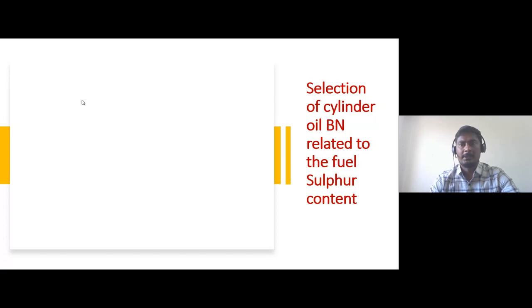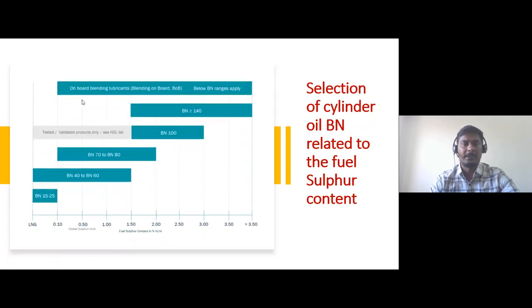Next is the selection of the cylinder oil BN related to the fuel sulfur content. Here is a graph showing how we select which type of fuel we are going to use. Based on that, we can select how much base number we want for our oil.